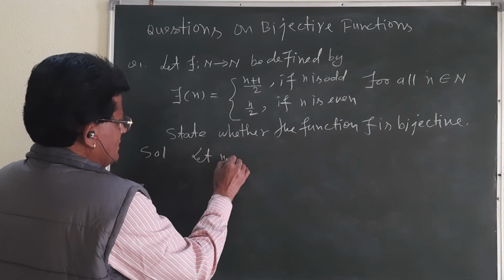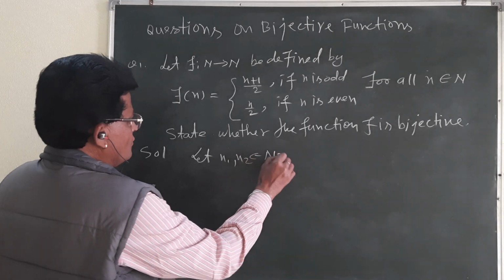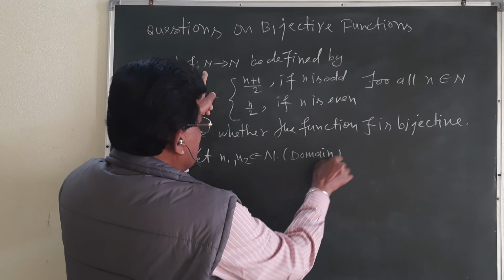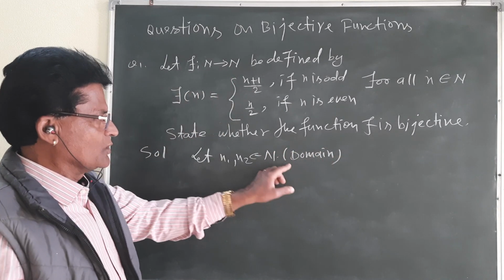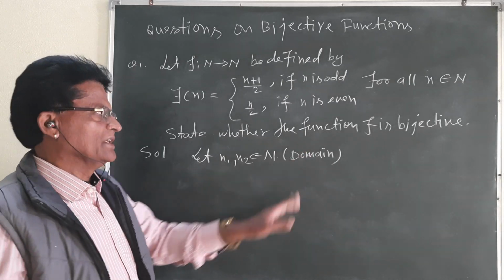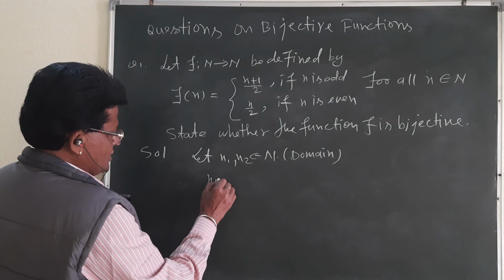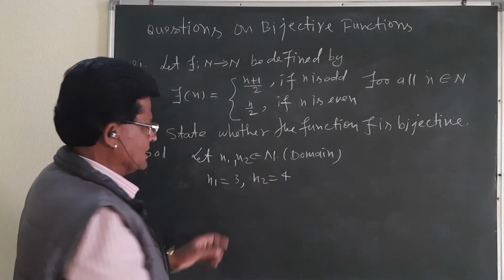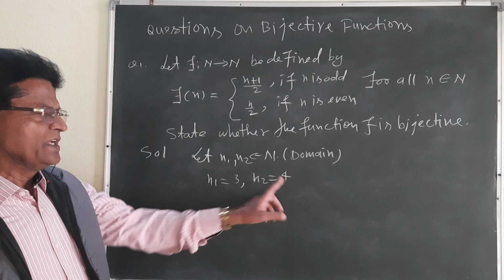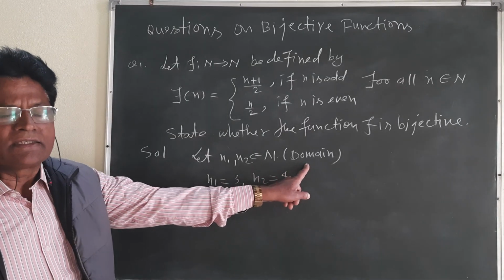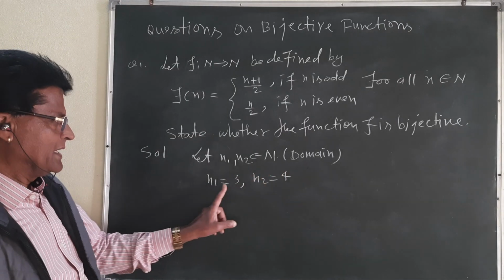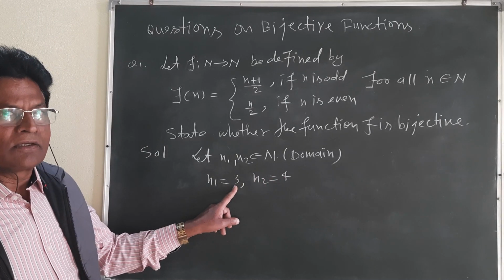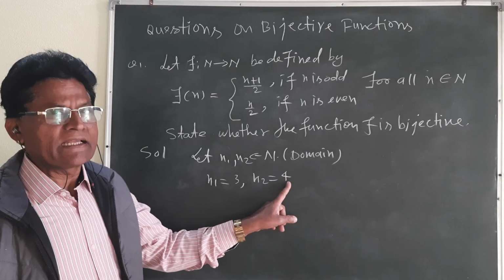Let n1, n2 belong to N, what N? Domain. Because it will be very difficult to identify, I write over here domain or codomain so that you will understand. Let me take n1 as 3 and n2 as 4. I have selected these two natural numbers, n1 and n2, which belong to the domain. n1 is 3, an odd natural number, and n2 is 4, an even natural number.